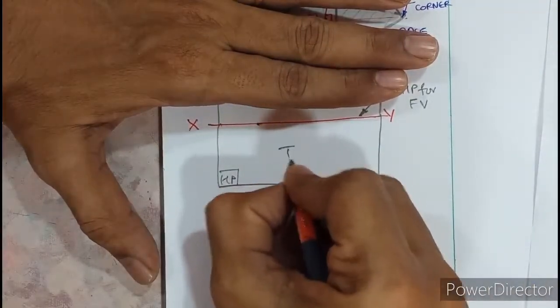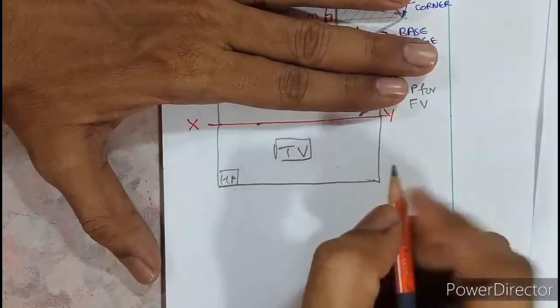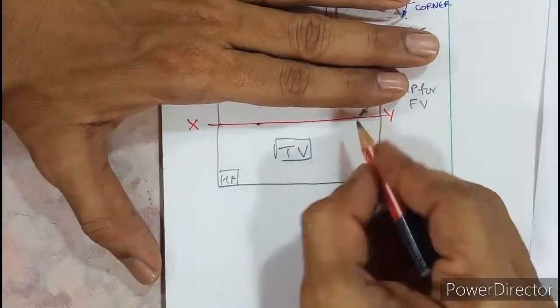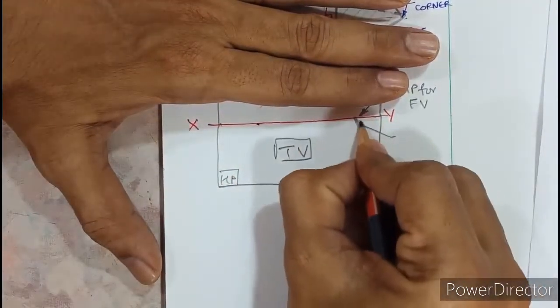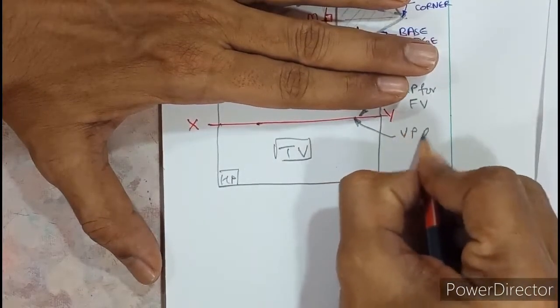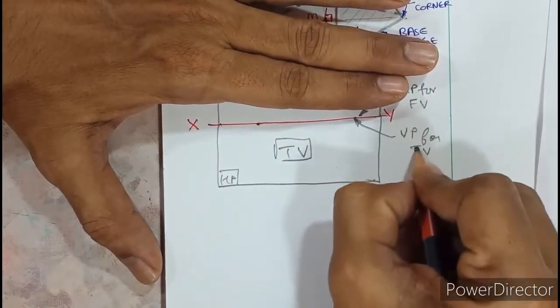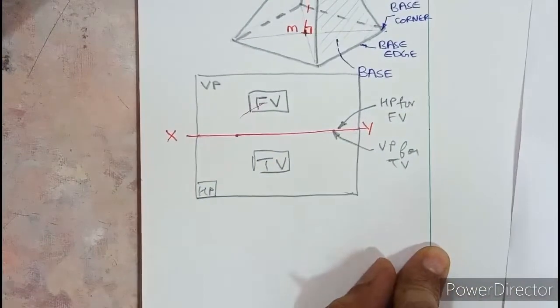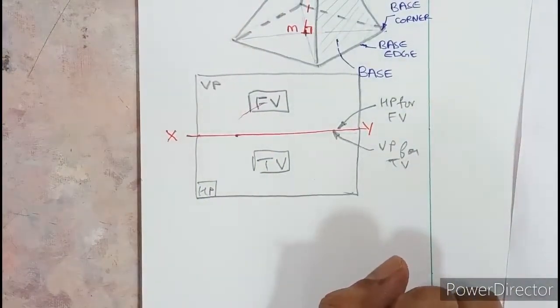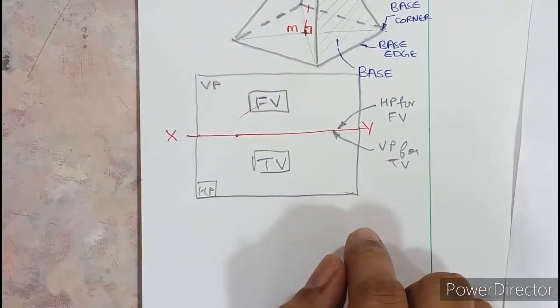And top view is drawn below. So in the top view what happens is, the same XY line is nothing but VP. So this is the vertical plane for top view. This understanding is required while solving word problems in the topic of solids.